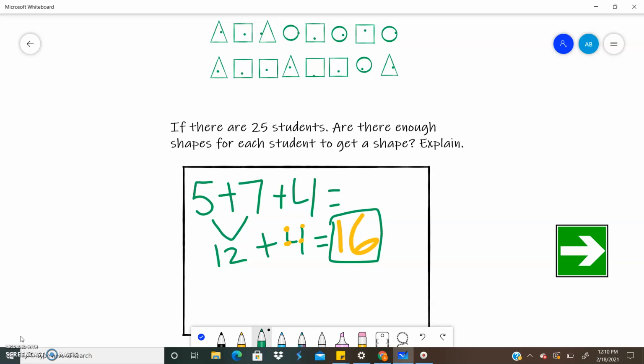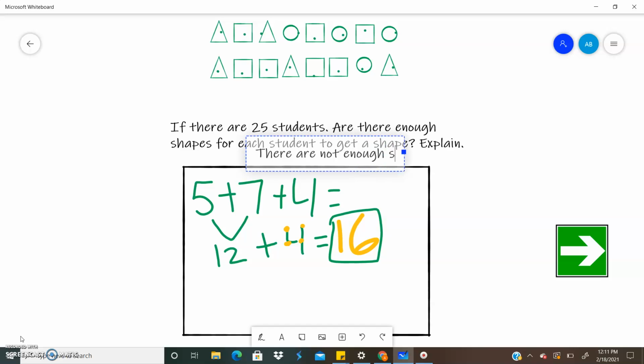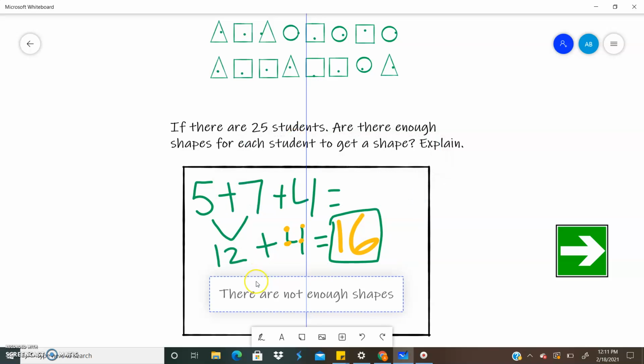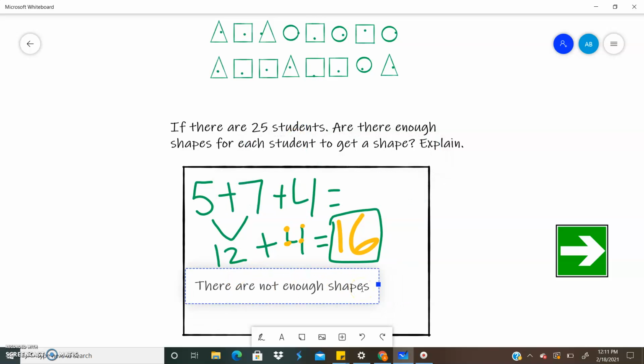Now the question says, if there are 25 students, are there enough shapes for each student to get a shape? Explain. So are there enough shapes? No, there's not. But we have to explain why. So there are not enough shapes. Let me move this down here. There are not enough shapes for all 25 students. There are only 16 shapes.